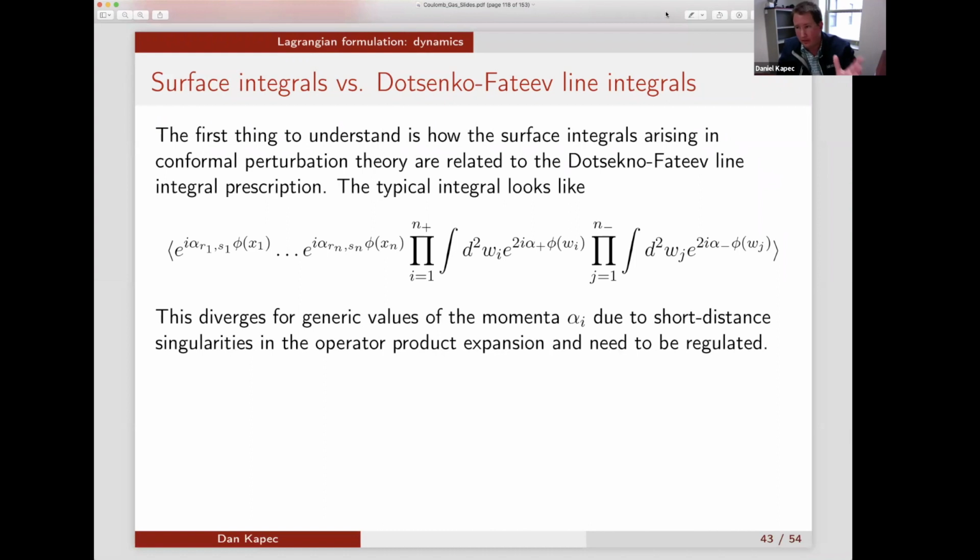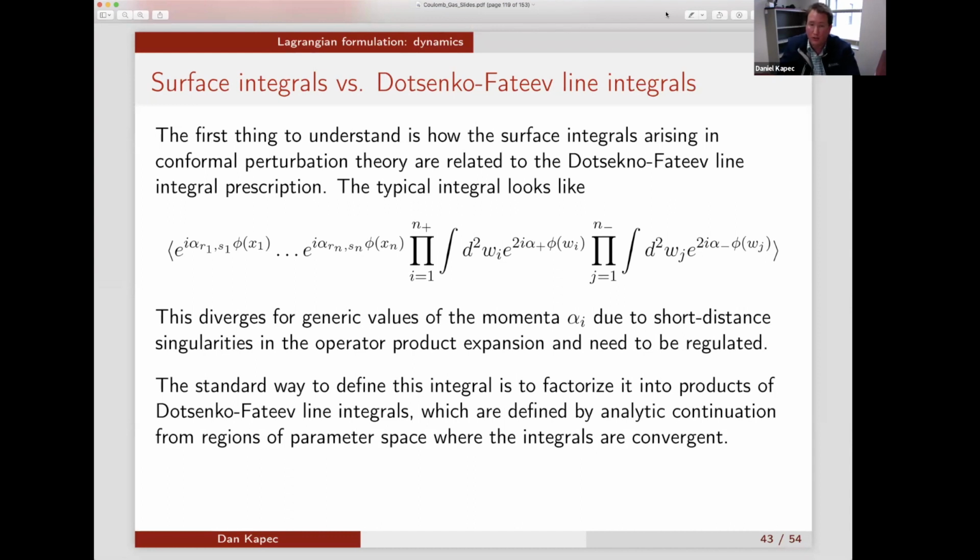Okay, so the first basic thing to understand is just how 2-dimensional surface integrals can be factorized into these answers that you get with the Coulomb gas formalism, which are products of the Dotsenko-Fateev line integrals. The point is just that when you do conformal perturbation theory, you'll end up with integrals of this type, which generically diverge due to short distance singularities in the operator product expansion, which you then integrate over. So you have to figure out how to regulate them in some way.